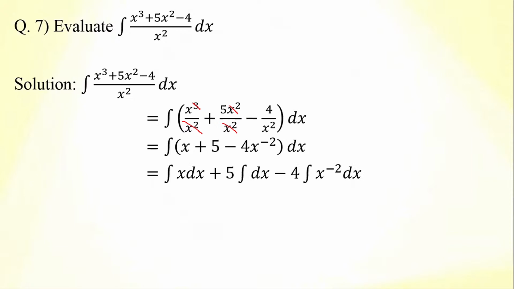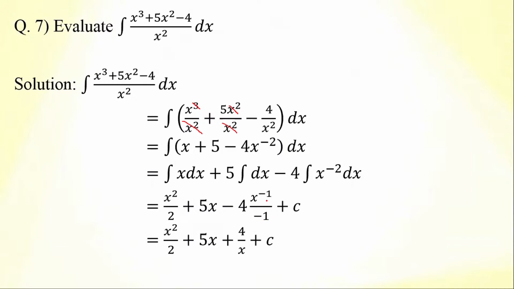Its integration will become x square by 2. 5, its integration will become 5x, and 4, an integration of x to the power minus 2. See here, it will become x to the power minus 2 plus 1. So that will give its exponent as minus 1 divided by minus 1. So you just adjust all these negative signs and x to the power minus 1 like this and give your final answer in this manner.